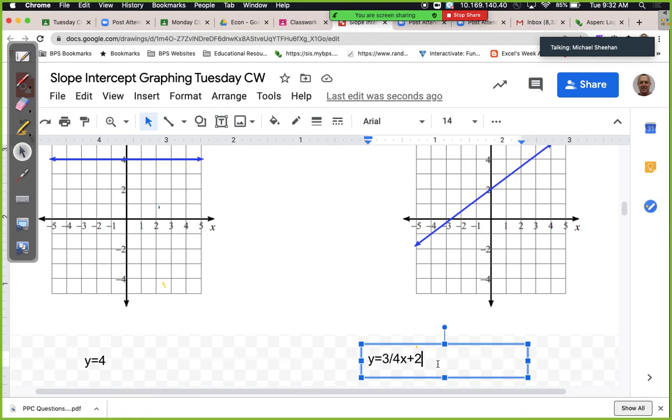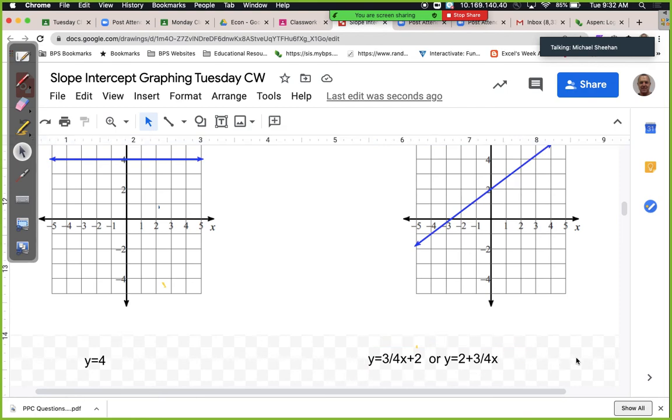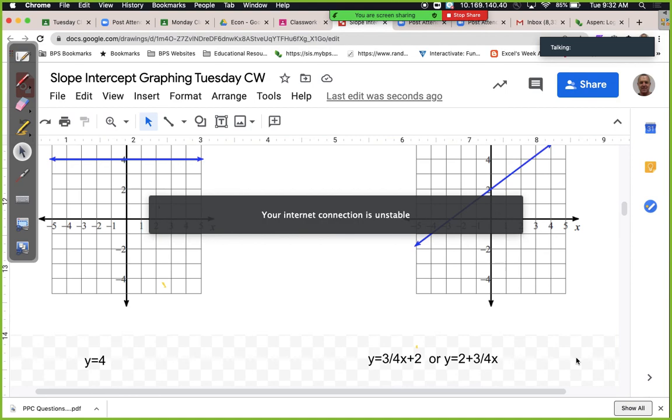Can you see my screen? Yeah. Some people write it like this, but either way, the 3/4 has to touch the x. Okay, I'm usually going to write it the first way. Thank you. You're welcome. You might see when we do some word problems, I might start writing it the other way, and you'll understand why when we do.